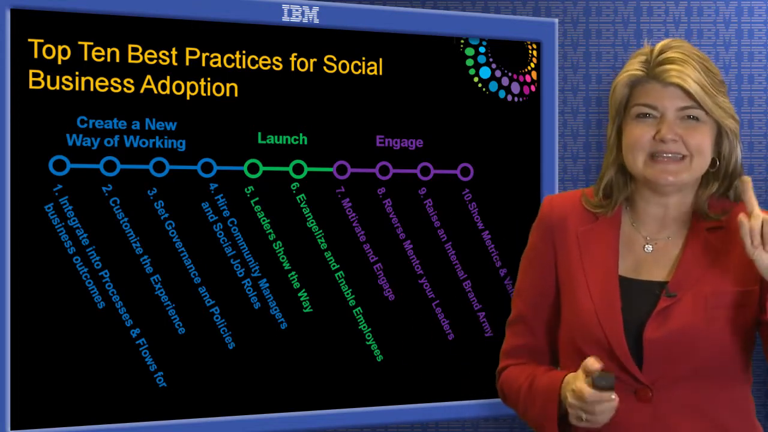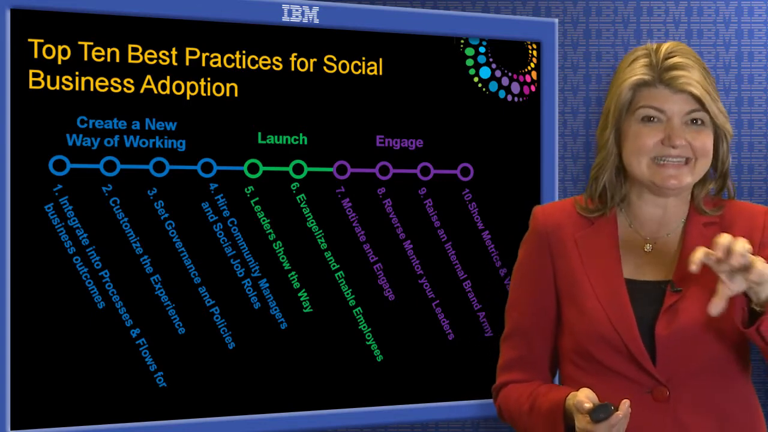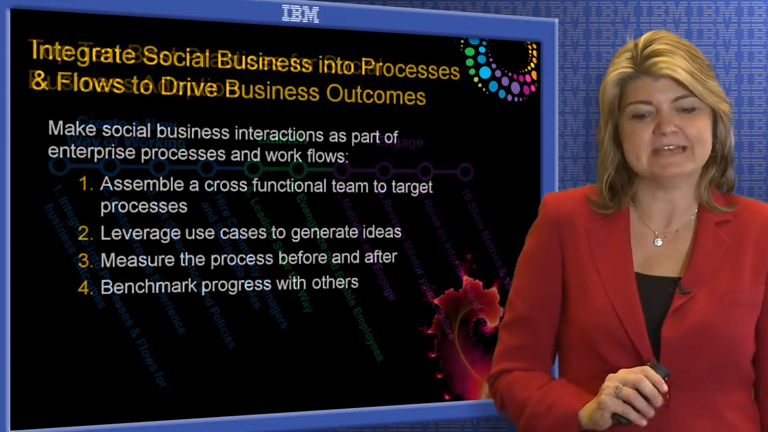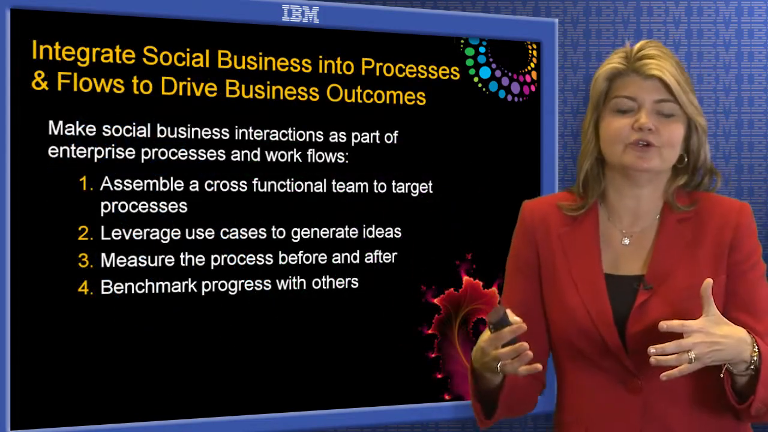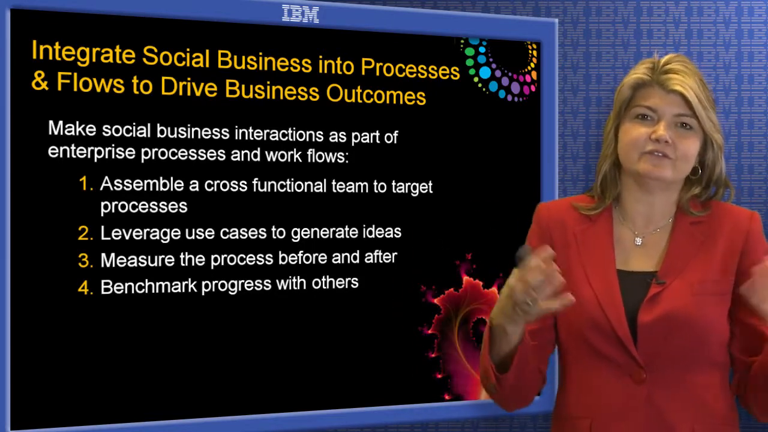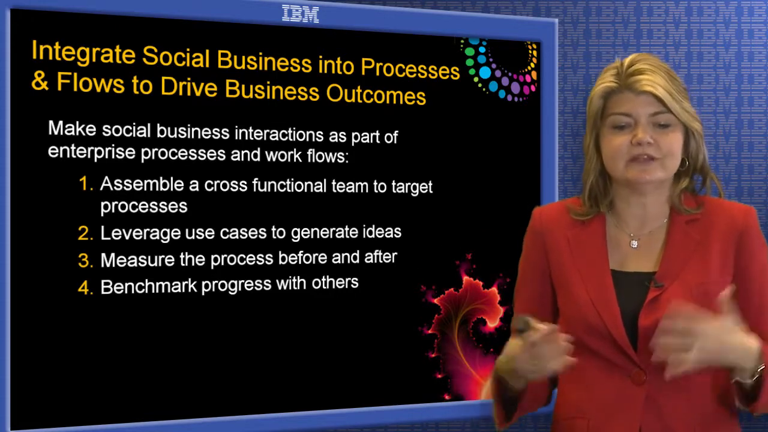So we're going to start with step number one, which we believe is figuring out those business processes and integrating this in for business outcome. So how do you do that? How do you integrate business processes into your overall business process and your flows of your organization to create business outcome? This is really important.